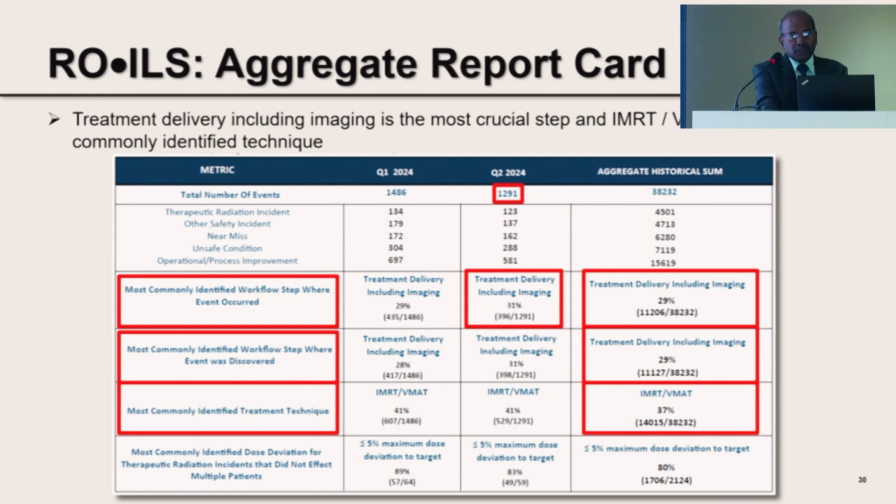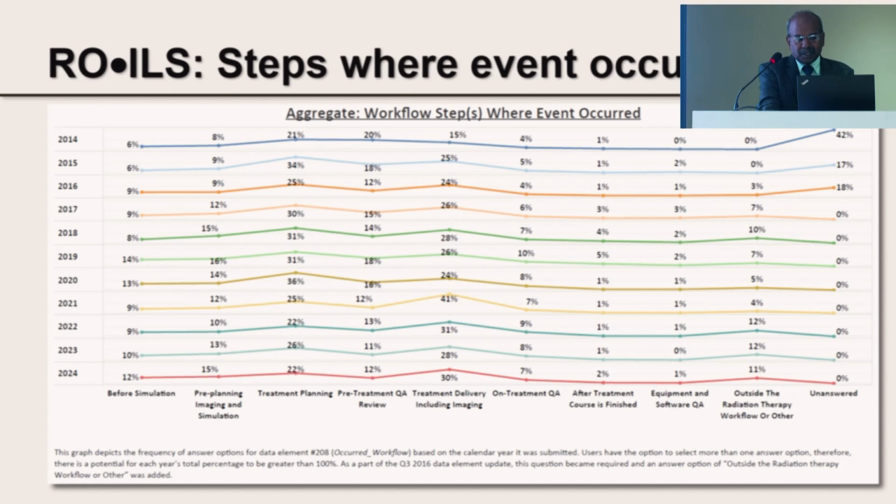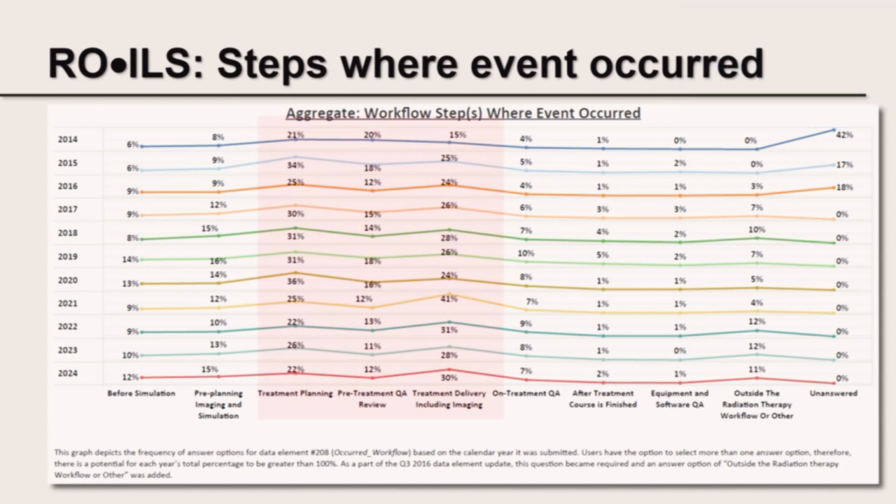And by going through this, you can see that one third of the incidents happen at the time of treatment delivery, including the imaging. And nearly 70 to 80% of the incidents happen during this particular phase, that is treatment planning, pre-treatment QA, and treatment delivery, including imaging. So this is the kind of learning that you stand to gain if you have an incident learning system in your country.